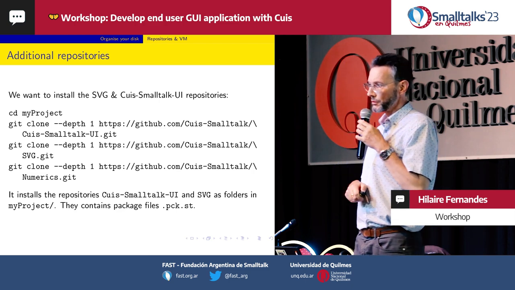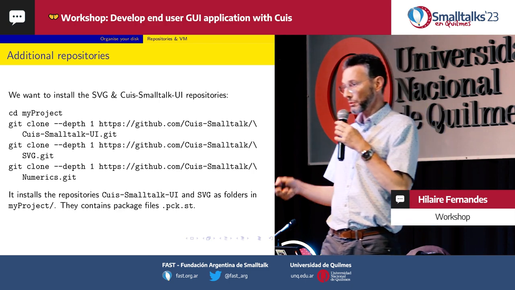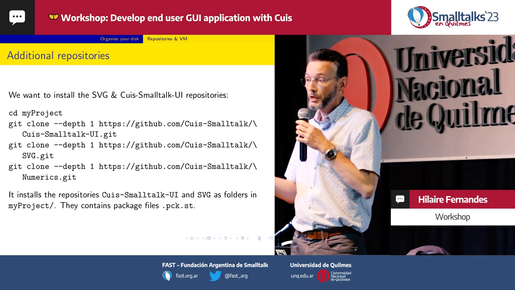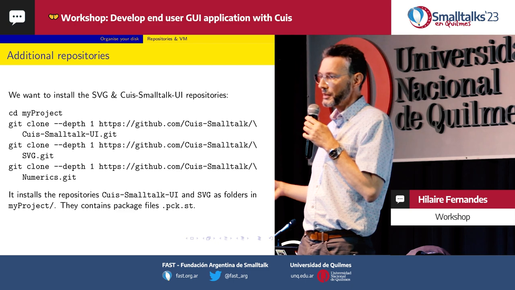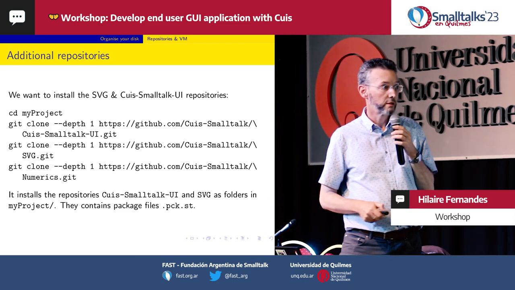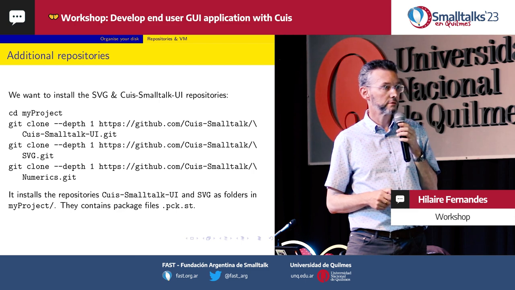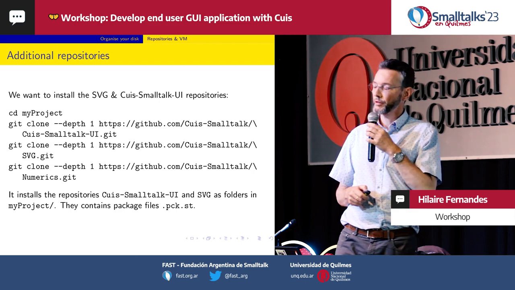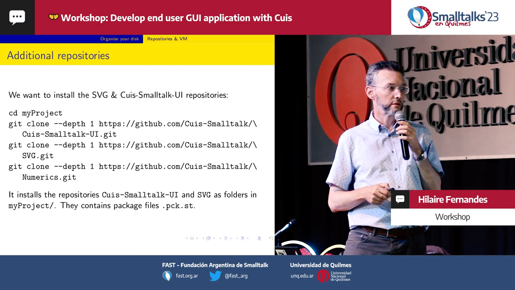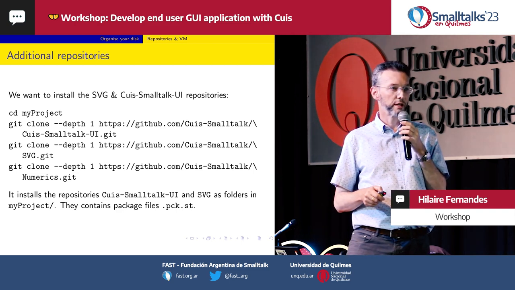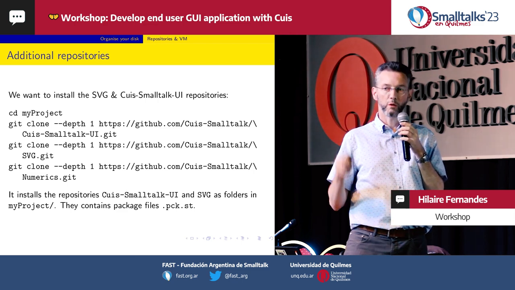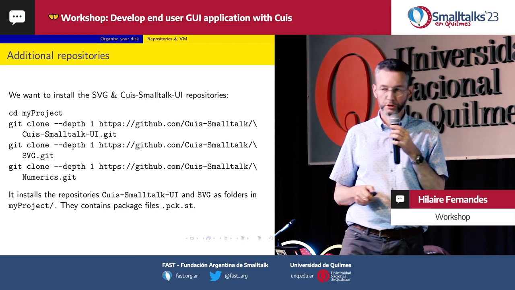So now we have installed an additional extension we want to use for other development. This can be done later, when we think, oh, maybe I need this, I will install it. So always we do that. We do that in... no, I said something wrong. We do not clone them in the Cuis Smalltalk dev folder, but in the my project folder.